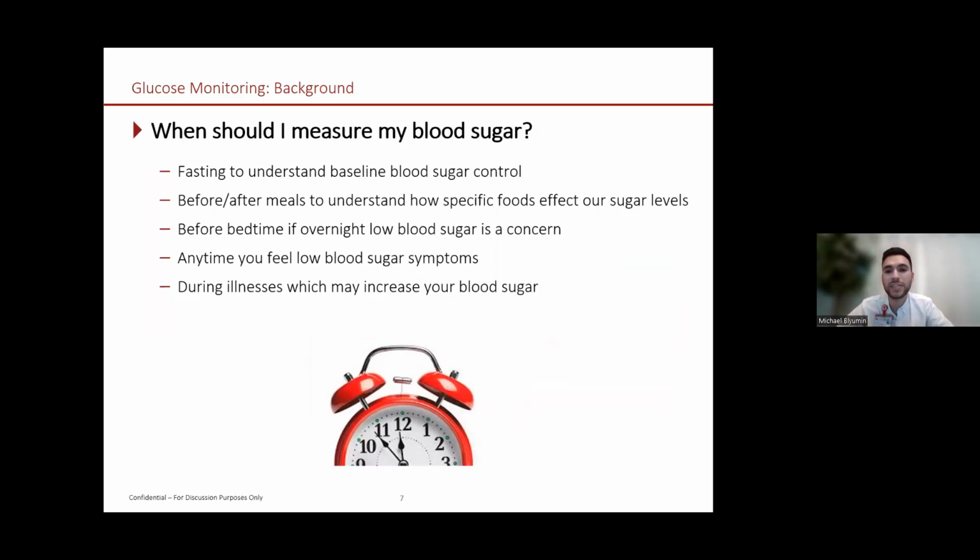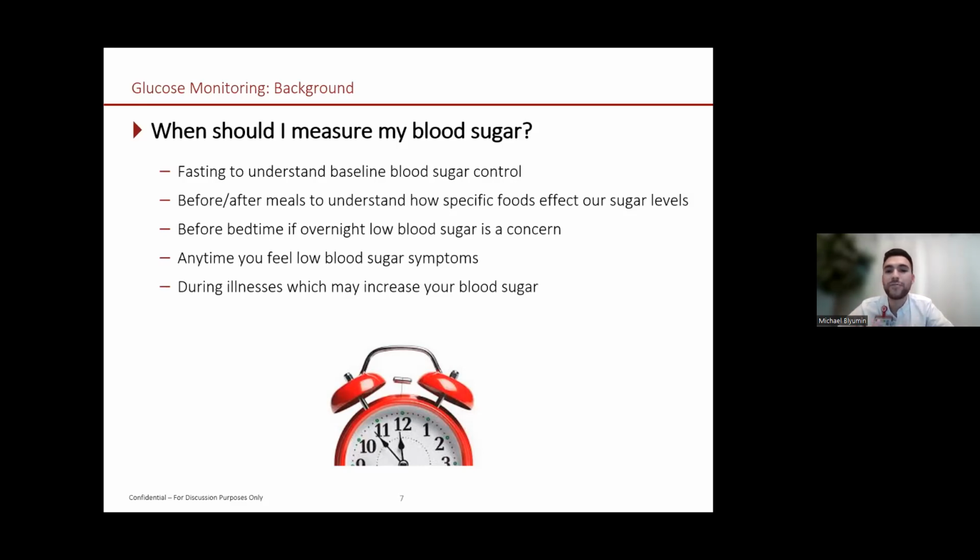Some important times to consider are fasting levels, so checking blood sugar. This usually happens in the morning before food. Basically, a fasting level means that you haven't eaten or drunk anything for about 8 hours. This helps us understand the baseline blood sugar control. We know that if the fasting level is increased, then at baseline, even without considering things in your diet, the blood sugar might be too high, or if it's too low, maybe the medication we're using to control the blood sugars is too strong. So that's why a fasting level is important.